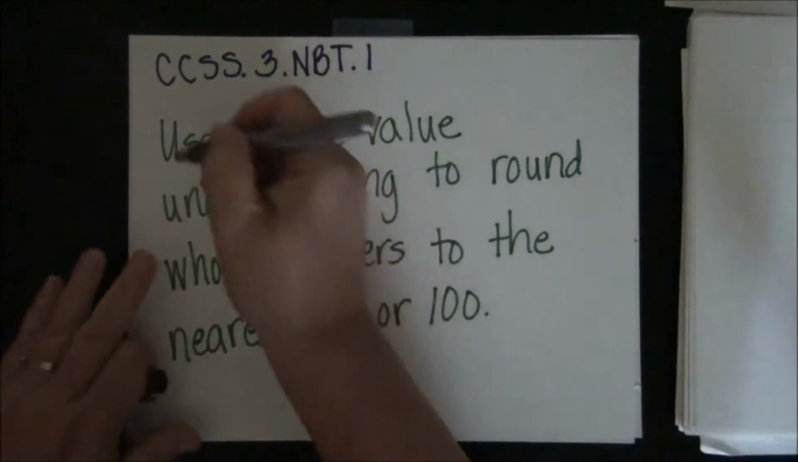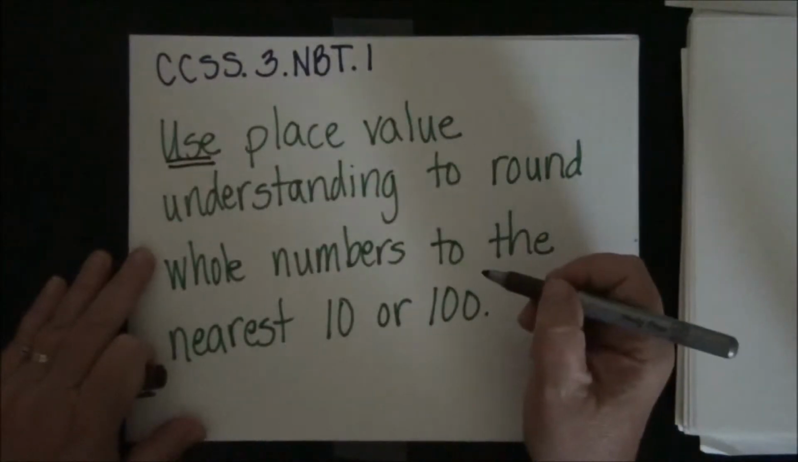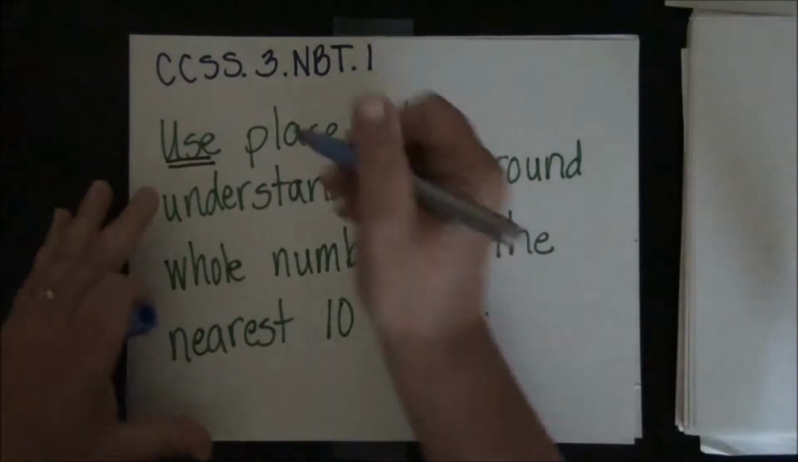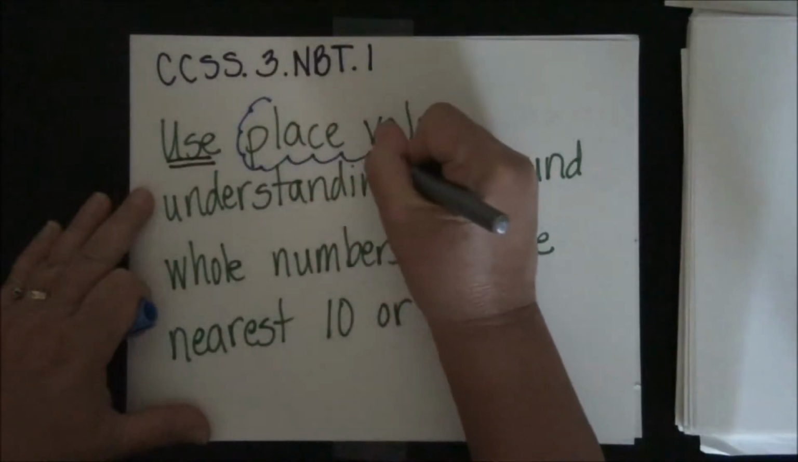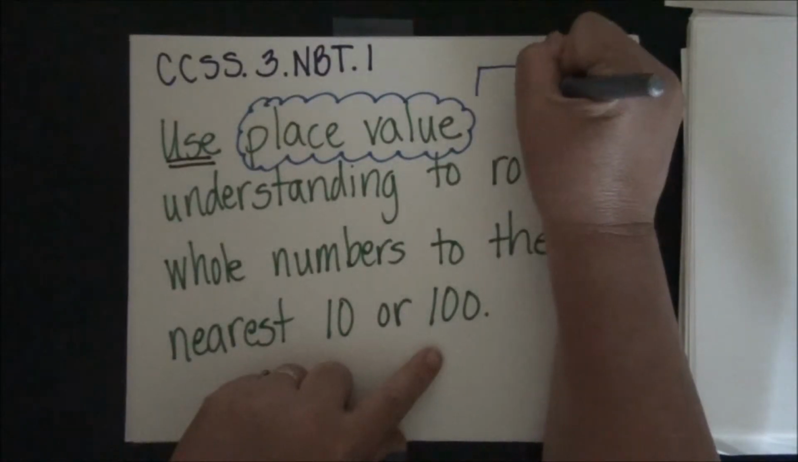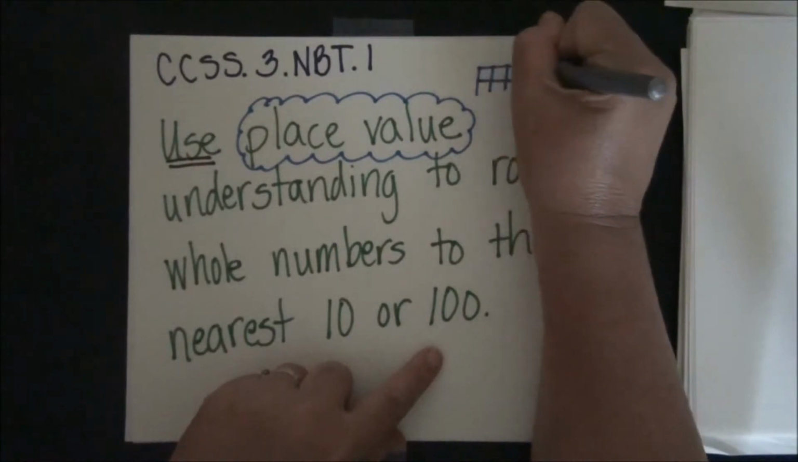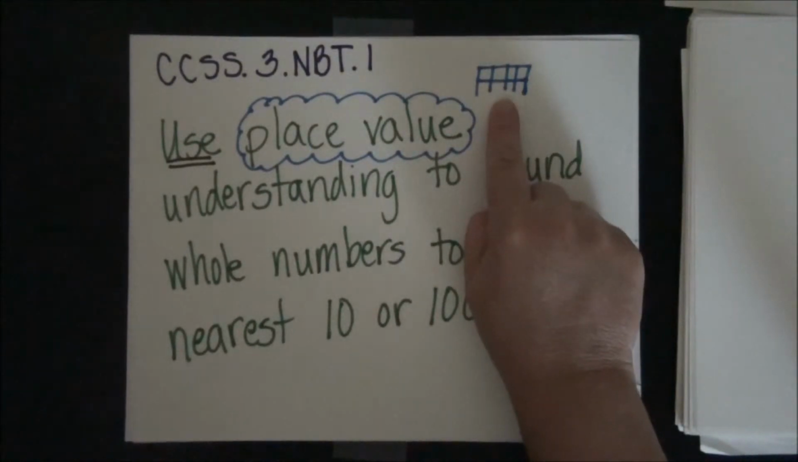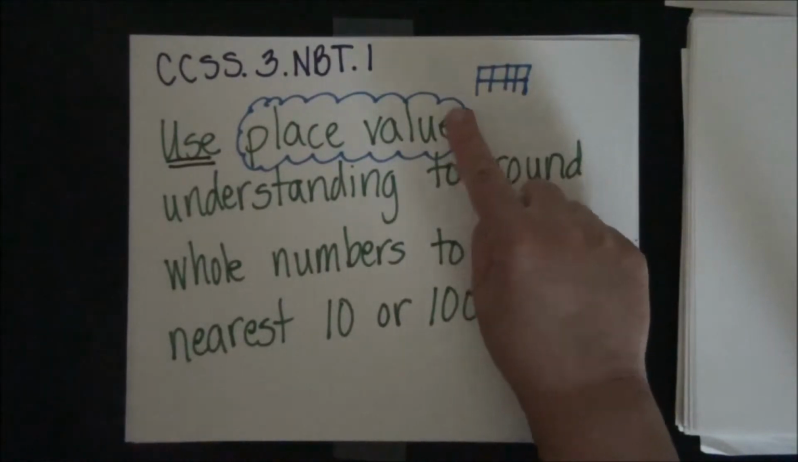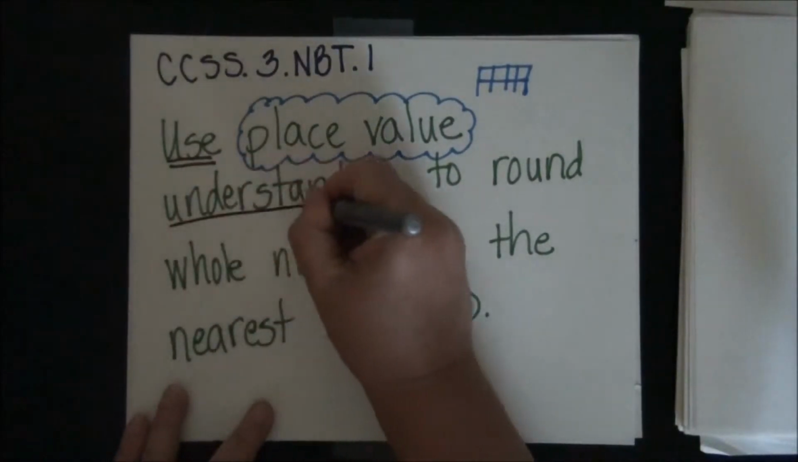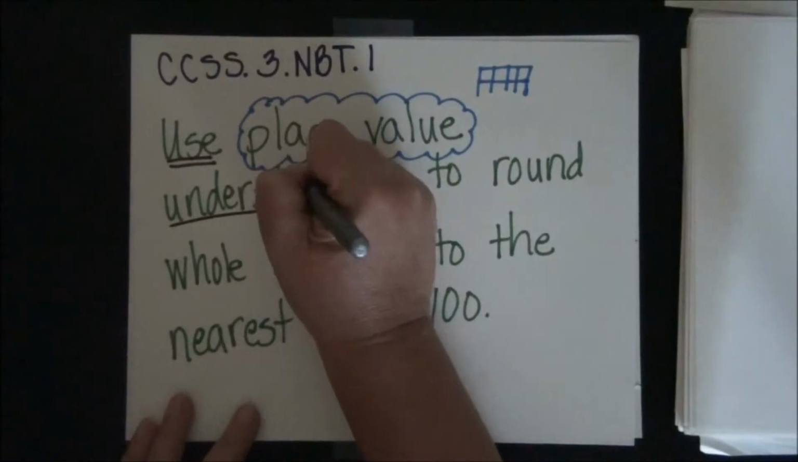Okay, we already talked about use being an action verb. So it tells what we are going to do. We talked about place value, that whenever we see the words the place or the place value or the value of a digit, we are going to think of a place value chart. And we already came up with this icon for that. So whenever we see place value, we're going to think about a place value chart. And we will be drawing a place value chart because we're going to be using that skill to understand how to round numbers. Okay, so we already talked about understanding being a thing noun, and it is a skill.